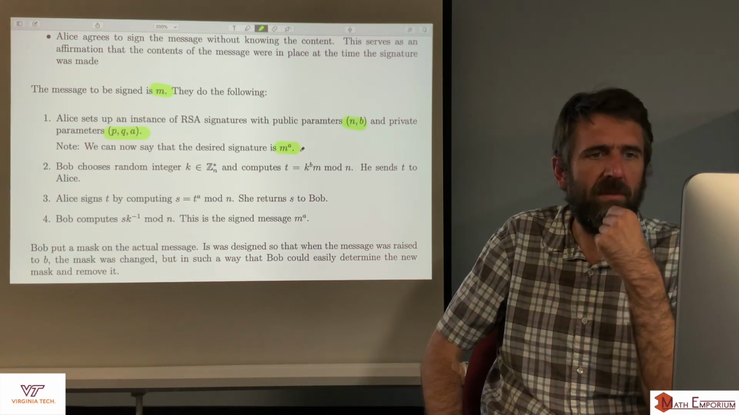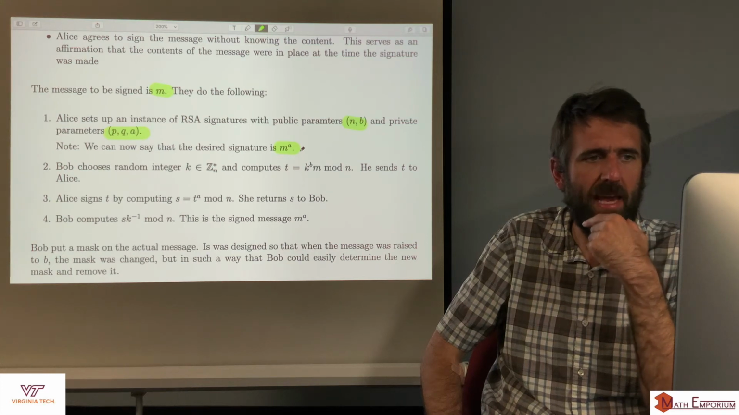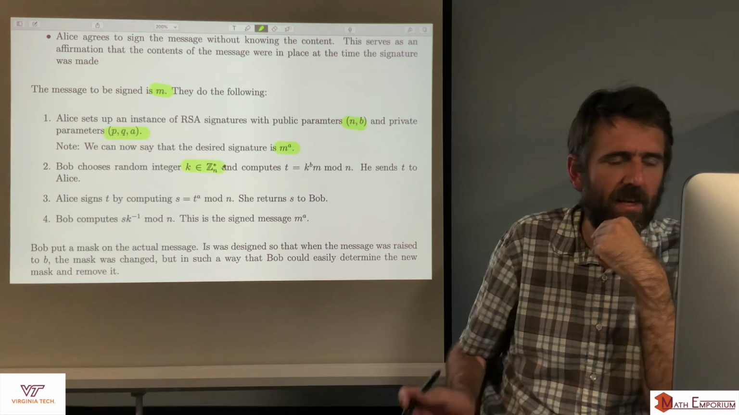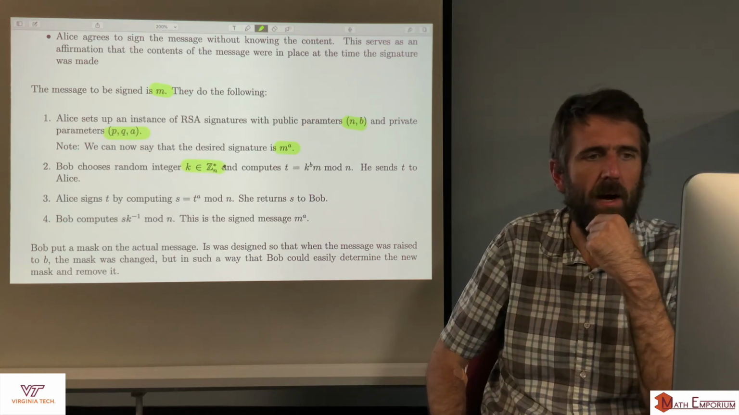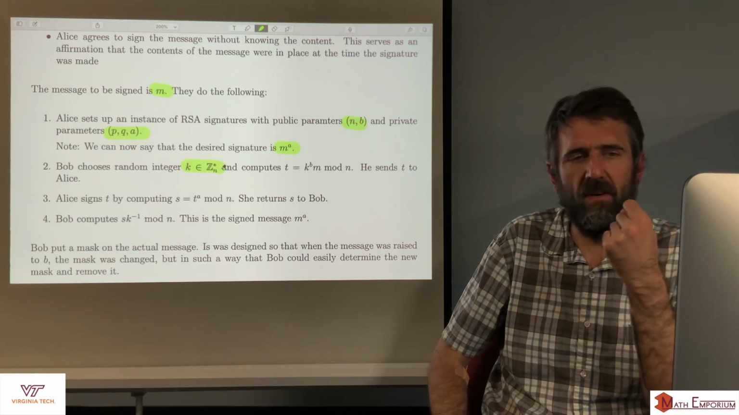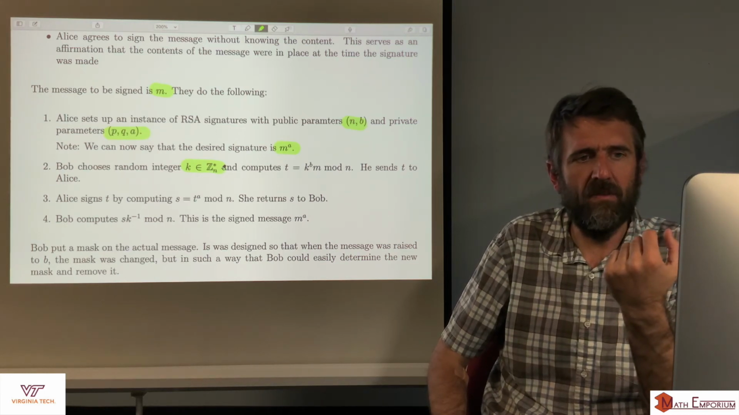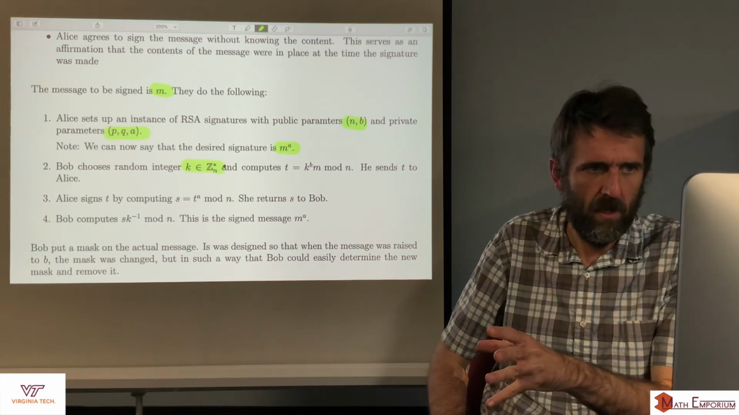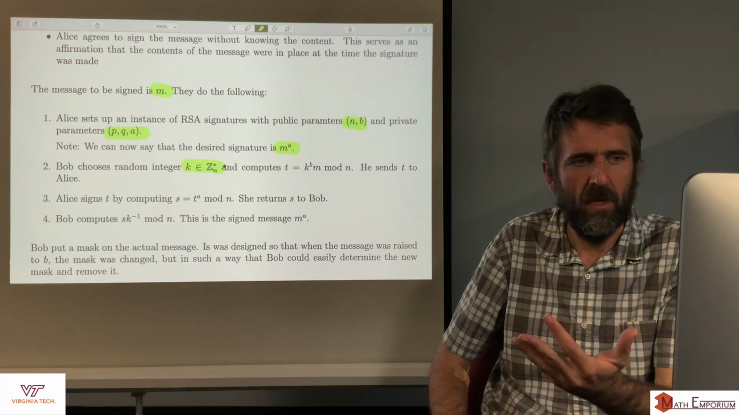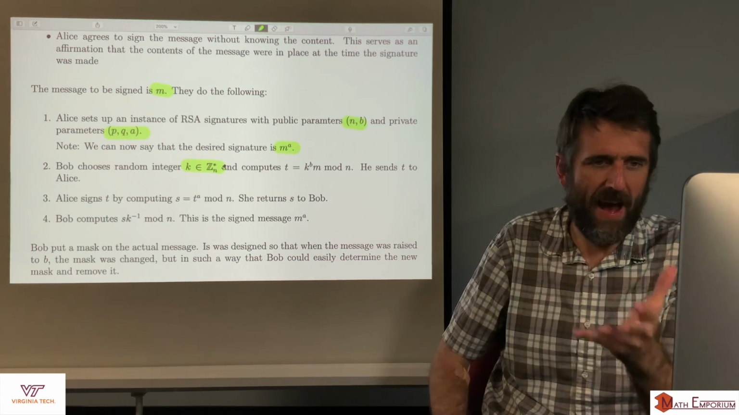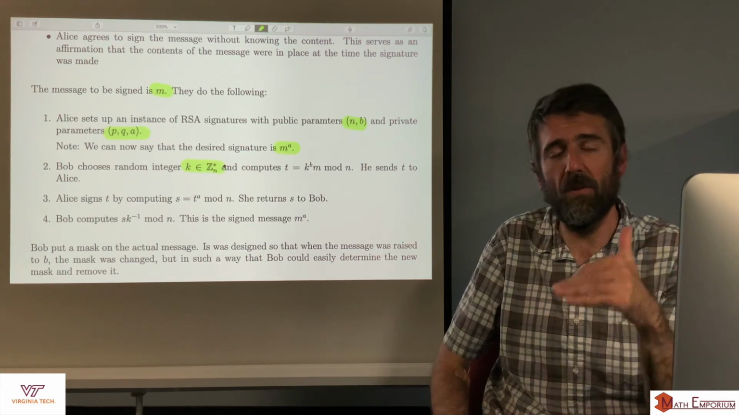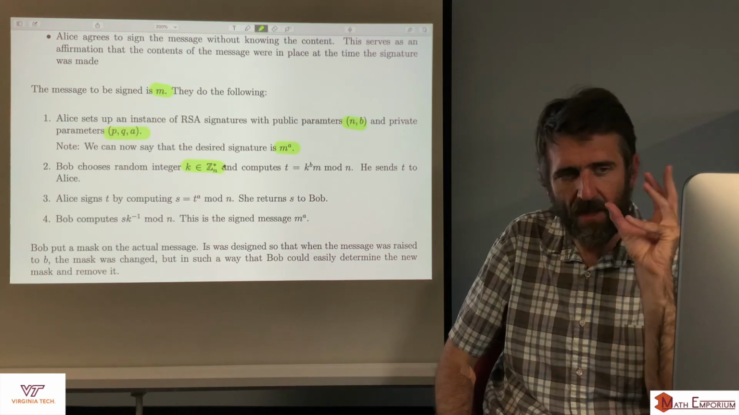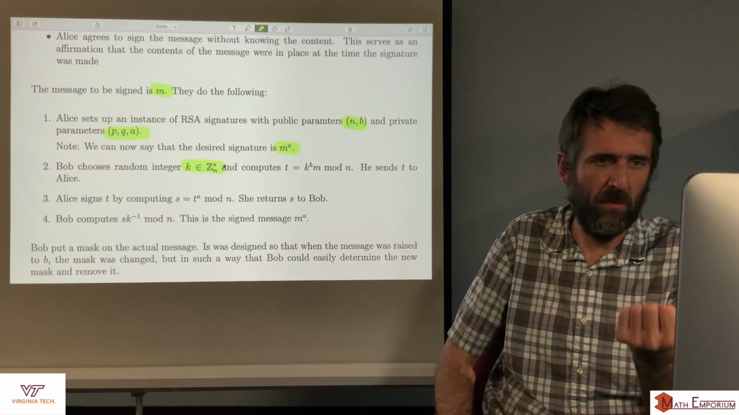All right, so what Bob is going to do is essentially put a mask on the message. So Bob's going to choose a random integer k in Z mod n star. And k is going to serve as a mask. But the thing is, we need k to be on the signed message rather than on the pre-signature message, because Bob needs to be able to remove the mask. And the way Bob is going to remove the mask is by multiplying by k inverse. But if it's not just k on the signed message, Bob's not going to be able to remove the mask.